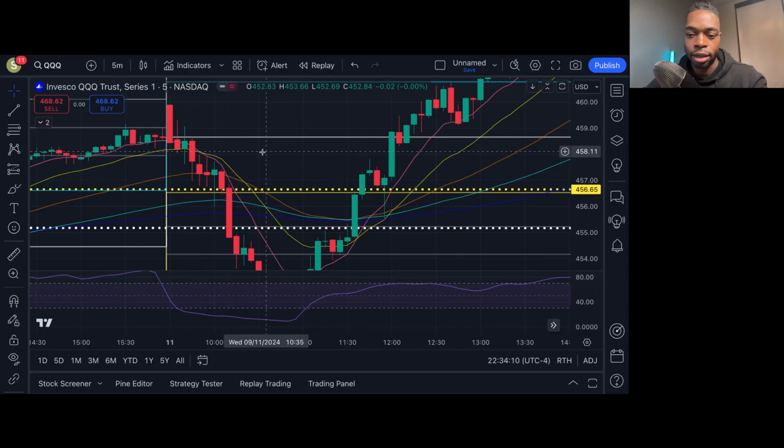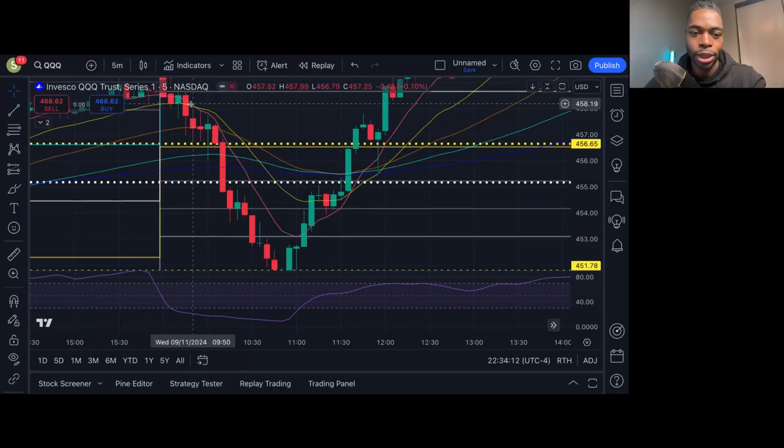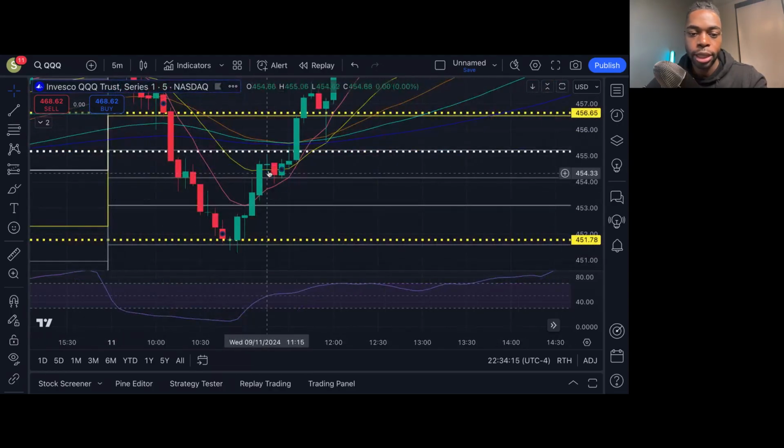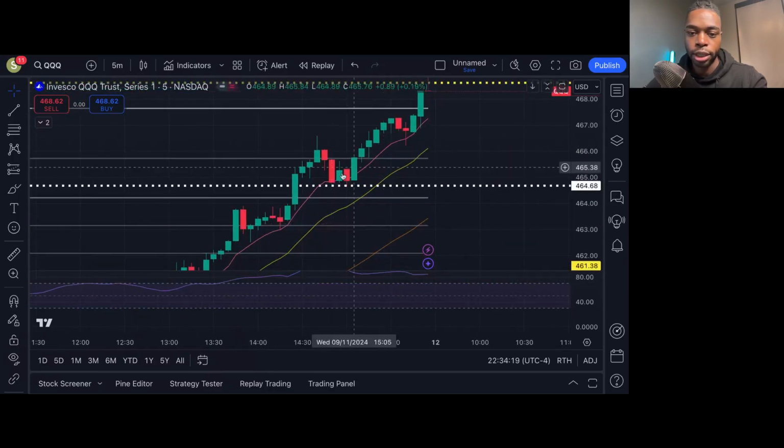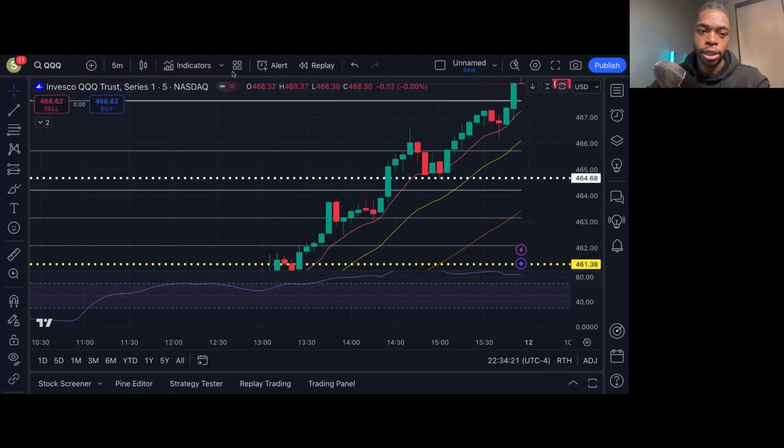And today is 9/11/2024. And as you can see, we had a huge sell-off and then a nice bounce off of the key level, V-shaped recovery to infinity. Okay, so massive trades today.